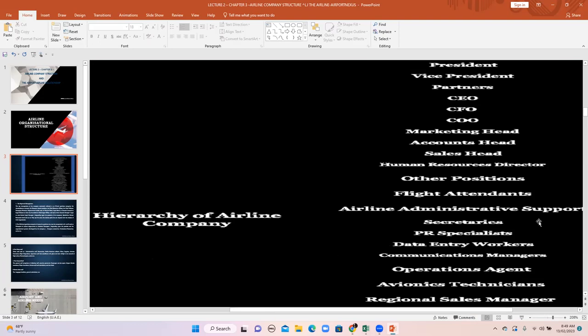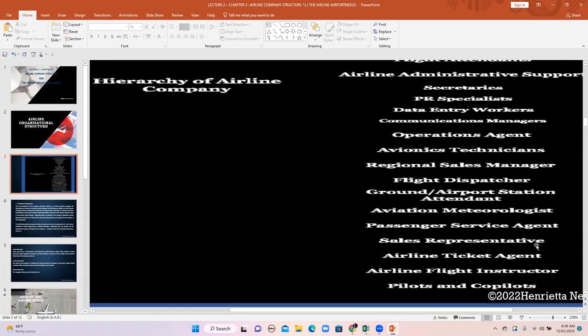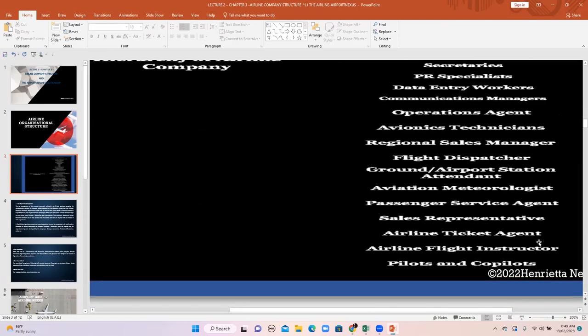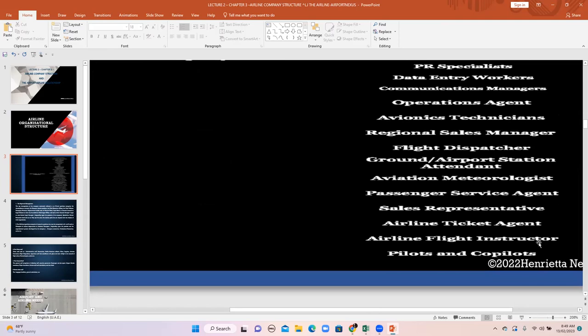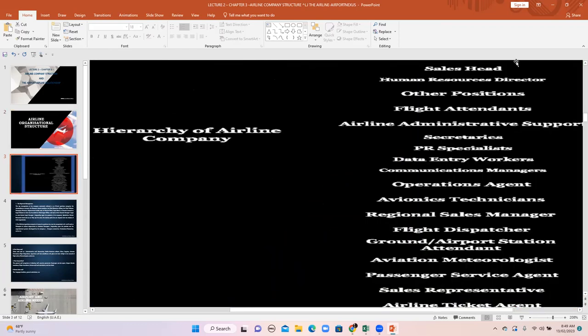And then you have the other positions, such as the flight attendants, airline administrative staff, the secretaries, PR specialists, data entry workers at the lowest level, then communication managers, operations agent, avionics technicians, regional sales manager, as it can be at the regional level, then flight dispatchers, ground airport station attendants, aviation meteorologists, passenger service agents, sales representatives, airline ticket agents, pilots and co-pilots, and so on.